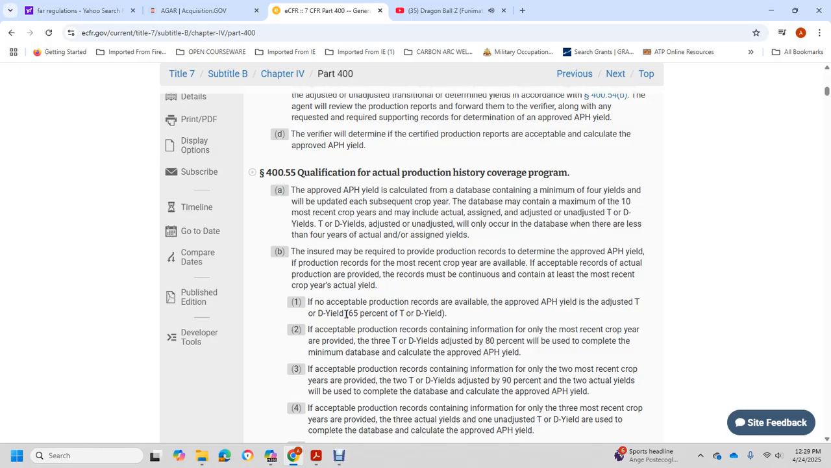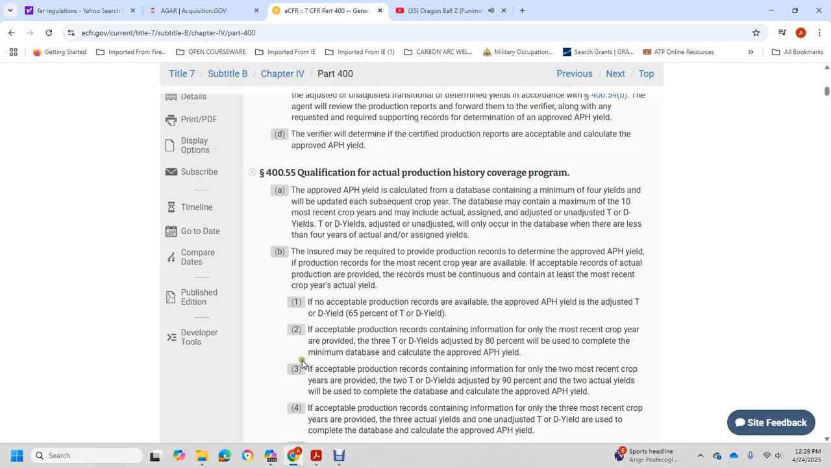Records must contain at least the most recent crop year of actual production. If no acceptable production records are available to prove the actual production history yield, the database is calculated with adjusted T and D yields at 65% of the T and D yield. If acceptable production records contain information for only the most recent crop year, the database is completed with 3 T and D yields adjusted to 80% to calculate the actual production history yield.